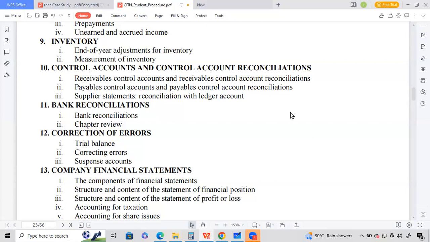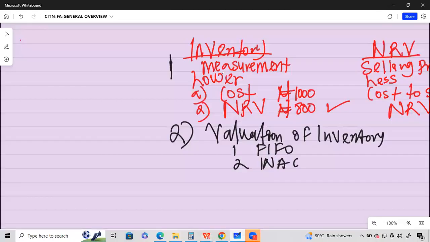We have two types of control account: the trade receivable control account, and the trade payable ledger control account. A control account can also be called a total account. It's an account that allows homogeneous accounts to be grouped together, meaning accounts that are related are grouped together. So control account is divided into two.